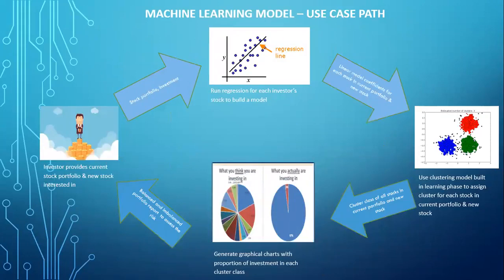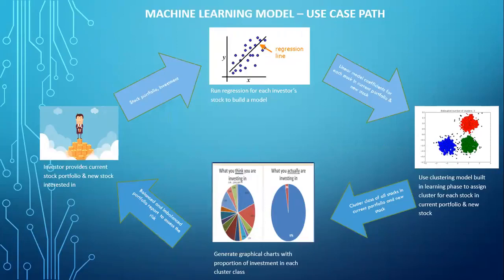Here we have the use case path. This is to show how this model works in the real world. So the investor comes with his or her current portfolio and the new stock investment they are interested in. This data is passed into the regression algorithm, and the regression algorithm will build a model for all the stocks in the investor's portfolio. This is passed to the clustering model that we have already built, and that will decide the clusters for the stocks in the investor's portfolio.